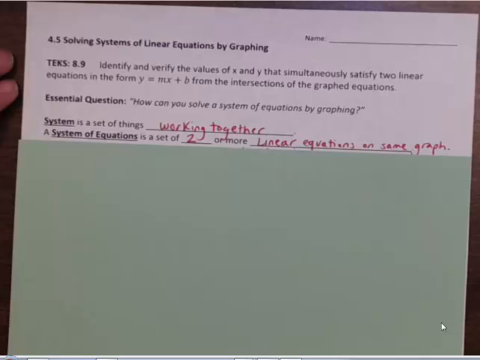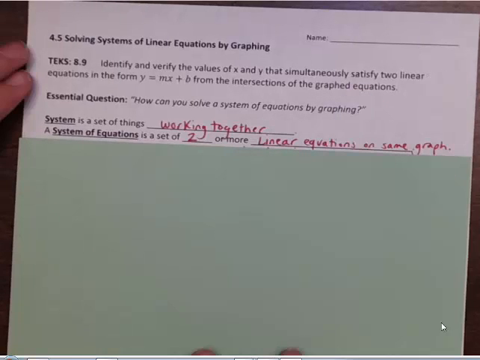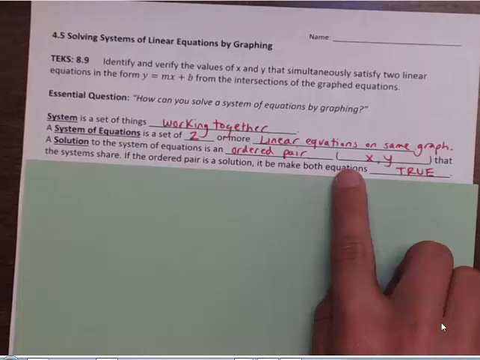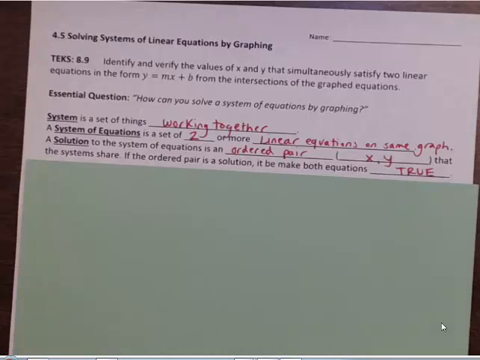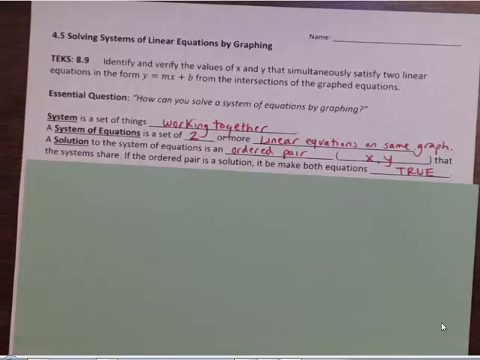Now, we have to be able to solve and identify what points actually satisfy the two linear equations. So in this case, it's going to be called a solution. A solution to the system of equations is an ordered pair. So it's going to be written in parentheses, x comma y. And both of these linear equations on the same graph are going to share that one point. Okay, if the ordered pair is a solution, that means that it satisfies both equations. So I can plug in the x and the y value for each equation that's graphed, and it will still come out to be a true statement.